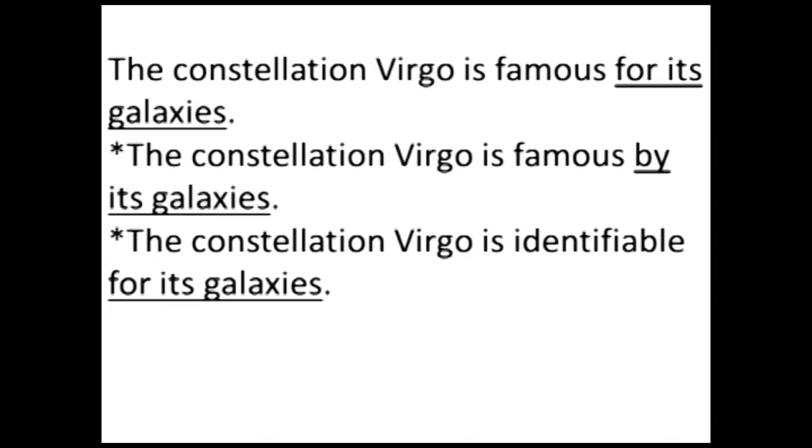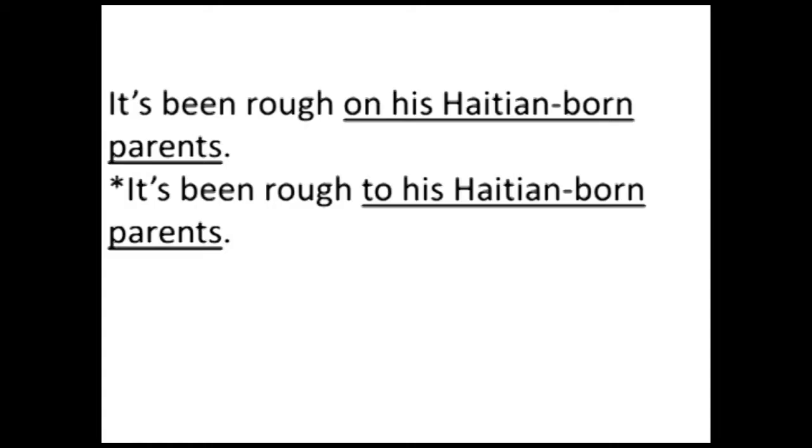That's what the analysis is asking you about, okay? It's asking you, look at these adjectives you have and pick out exactly which prepositions they're going to let complement them, which prepositional phrases they're going to let complement them. Here's another example. It's been rough on his Haitian-born parents. Perfectly good. It's been rough to his Haitian-born parents. Perfectly understandable and wrong. Rough goes with on, not with to, which is to say it licenses a prepositional phrase headed by on.